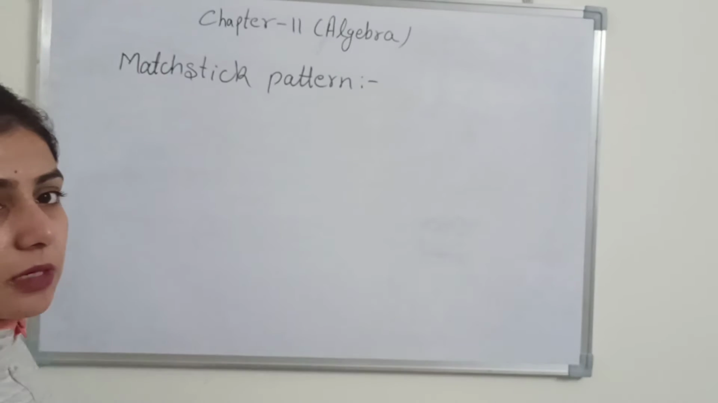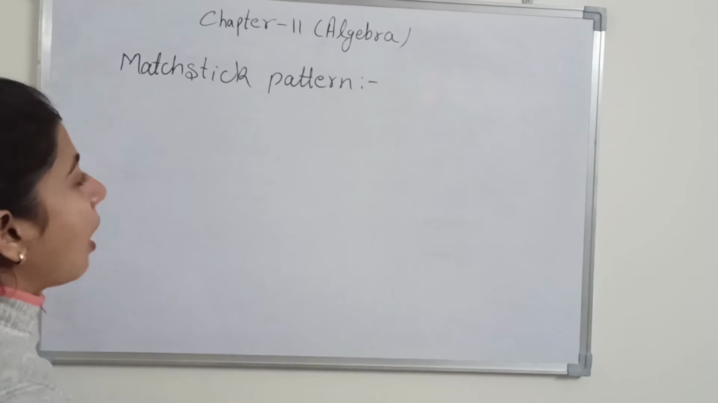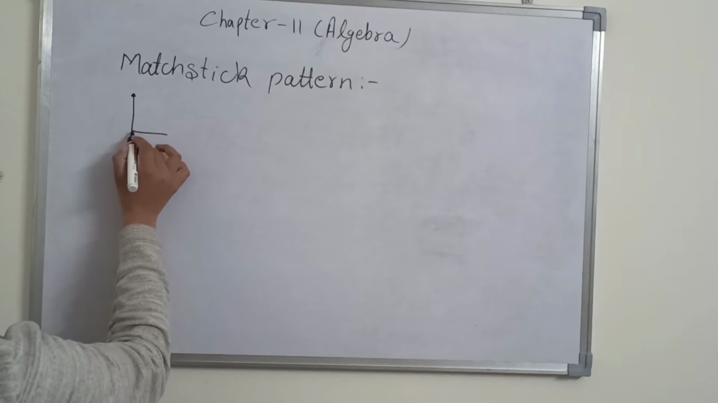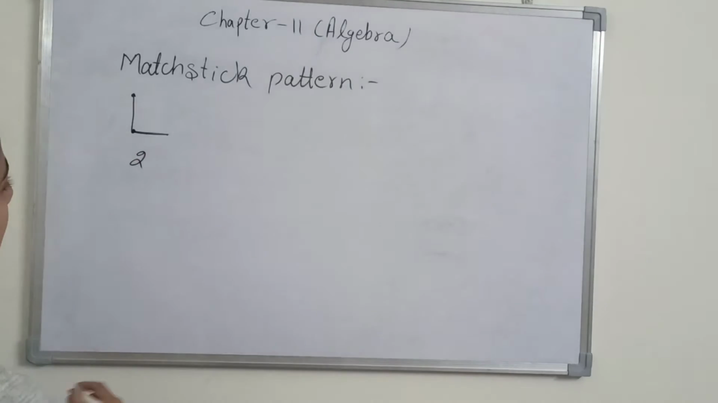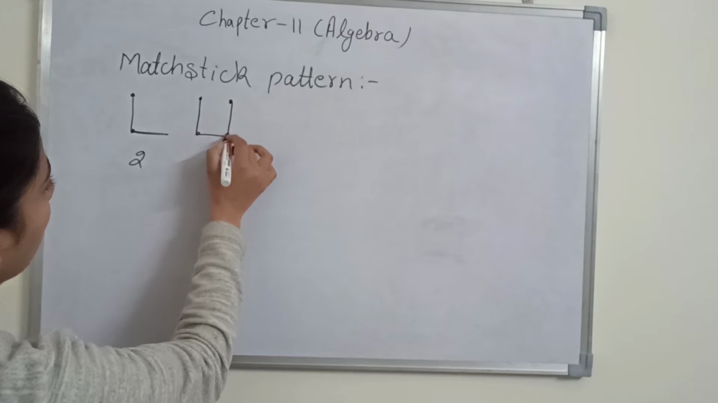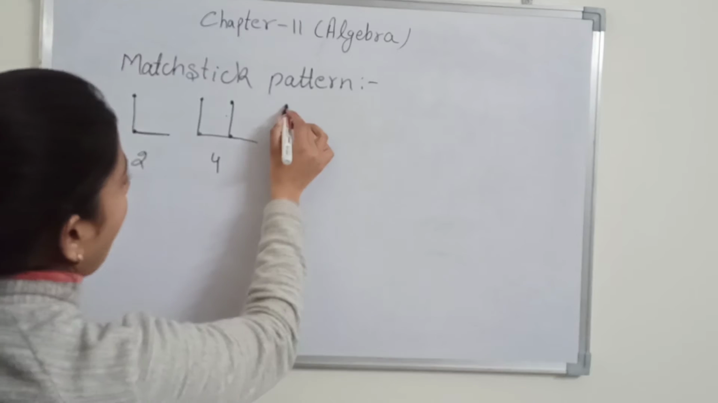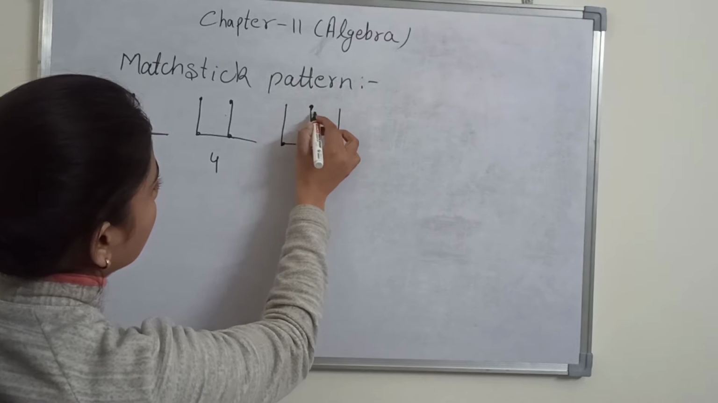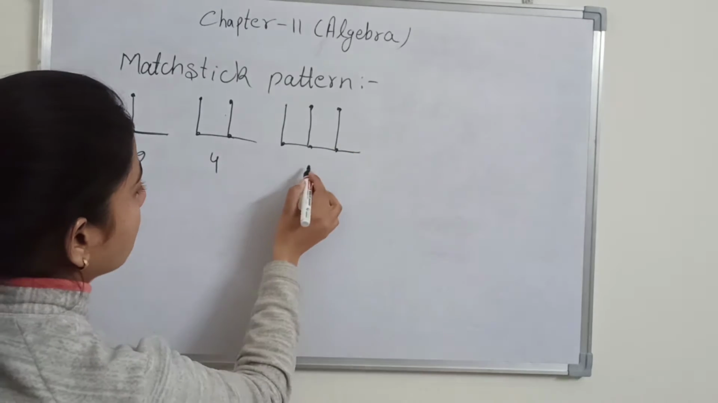What is our topic? Matchstick pattern. Suppose that I want to make one L here. For making L, how many matchsticks are required? This is a matchstick and this one also. So how many matchsticks are required for making one L? 2 matchsticks. Similarly, for making 2L, how many matchsticks are required here? 1, 2, 3, 4. 4 matchsticks. And for making 3L, how many matchsticks are required? Count it. 1, 2, 3, 4, 5, 6.